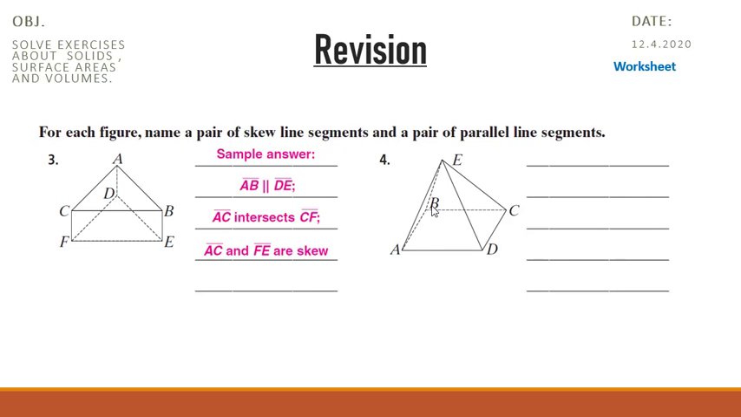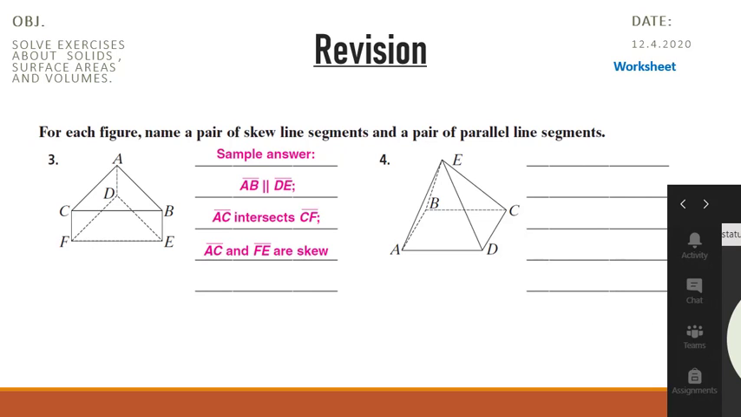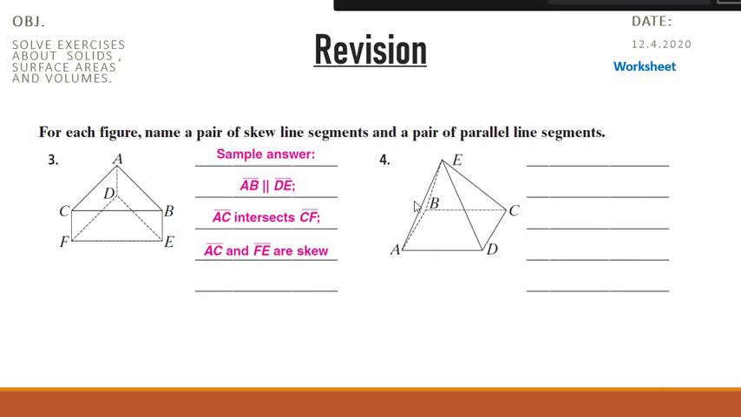Great. And intersecting. AE and DE. Great. These two are intersecting. Here we can see that there is a letter repeated, so the intersection point is E. And skew lines. AE and BC. Great work. Thank you, Muhammad.